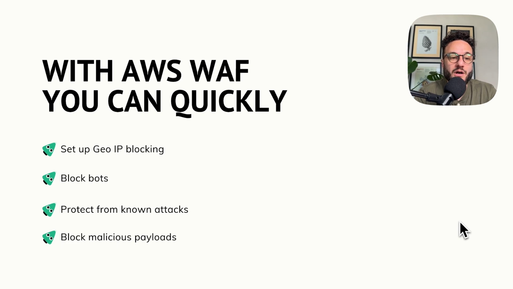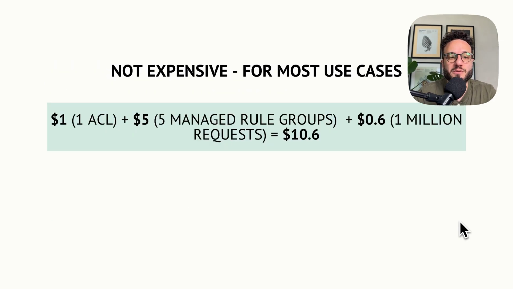Okay, so with the web application firewall, you can very quickly add geo-blocking. So this is blocking countries, traffic coming in from countries you may not want them to come from. You can block bots. You can protect from known attacks, so maybe the log4j, that is one example. And then block malicious payloads. This could be SQL injections, cross-site scriptings. There are a lot of rules that can actually help you. And it's pretty much a no-brainer for most projects.